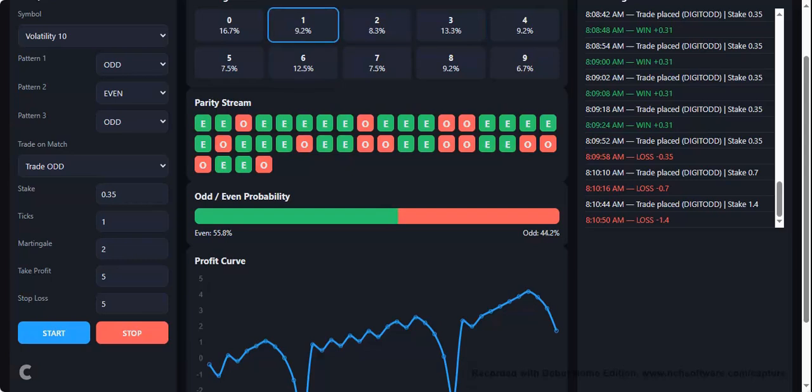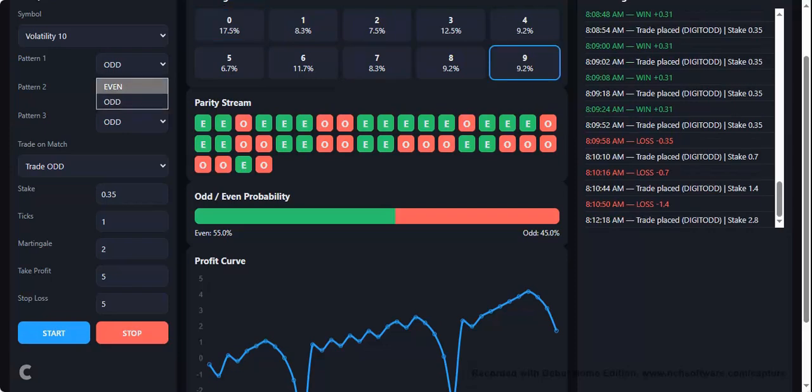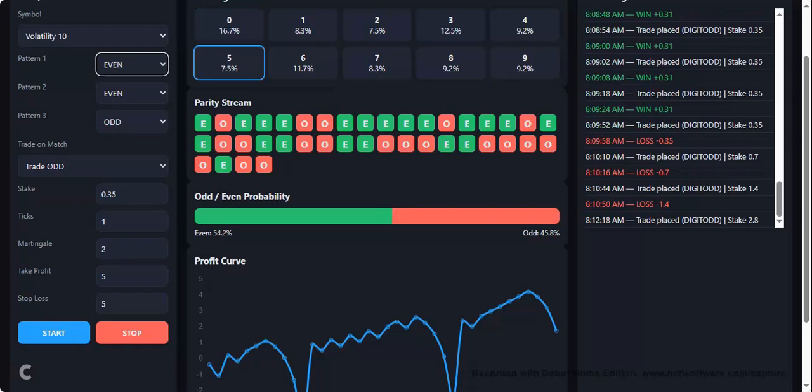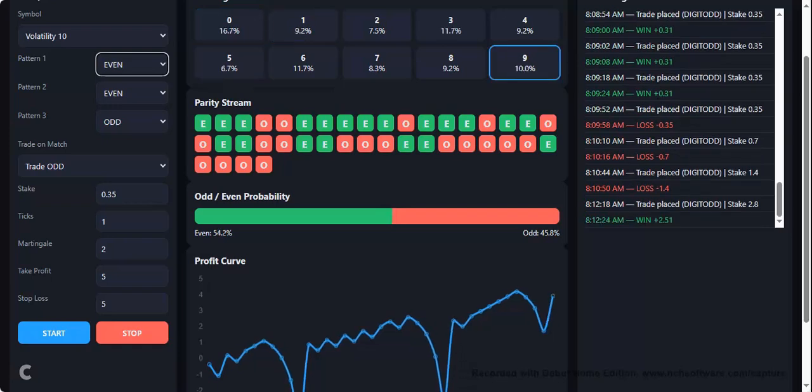Notice how the interface remains focused on clarity. The live stream, the pattern tracker, and the execution panel work together to create a readable environment. Complexity is hidden behind structure. The trader sees only what matters: the flow of digits, the active configuration, and the outcome of each trade. This reduces cognitive overload and helps maintain discipline during long sessions.